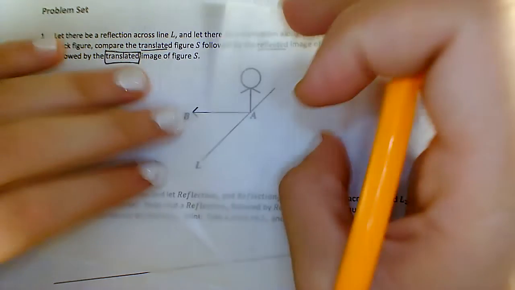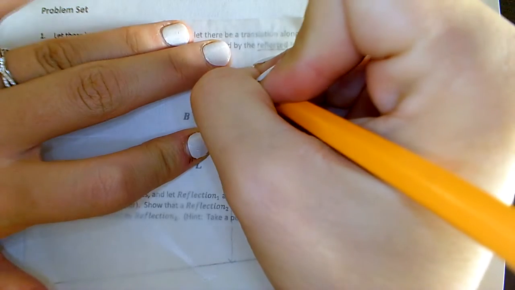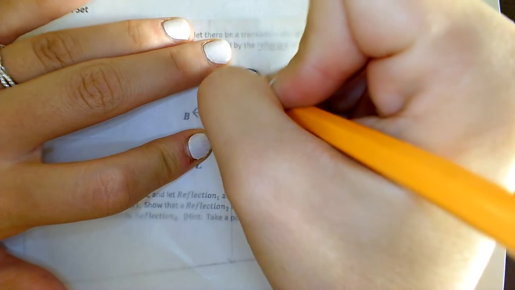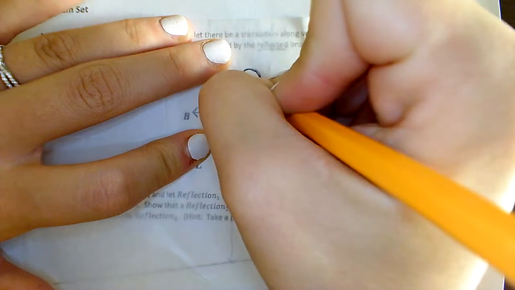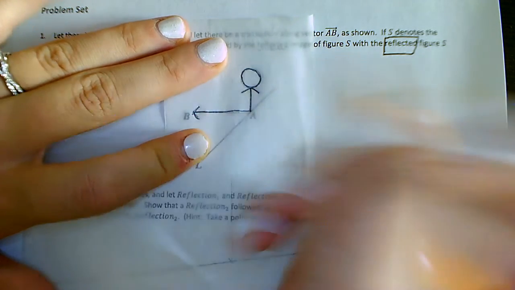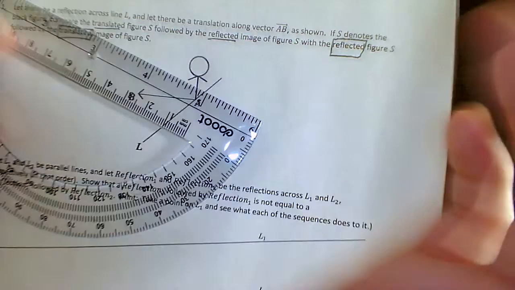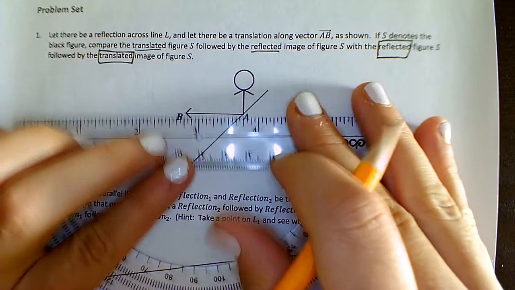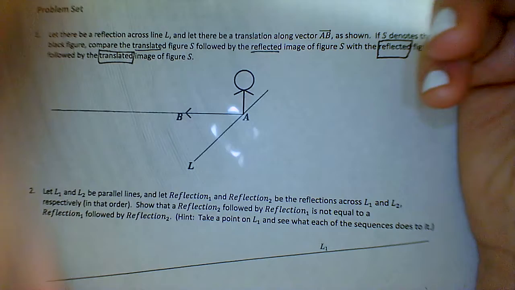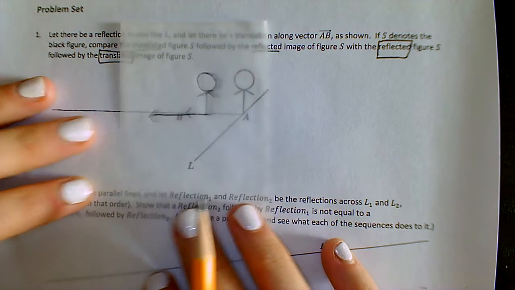So first, we will translate. It's like a little man missing his legs. A little stick figure. And don't forget we need to extend that vector. So we will translate him.